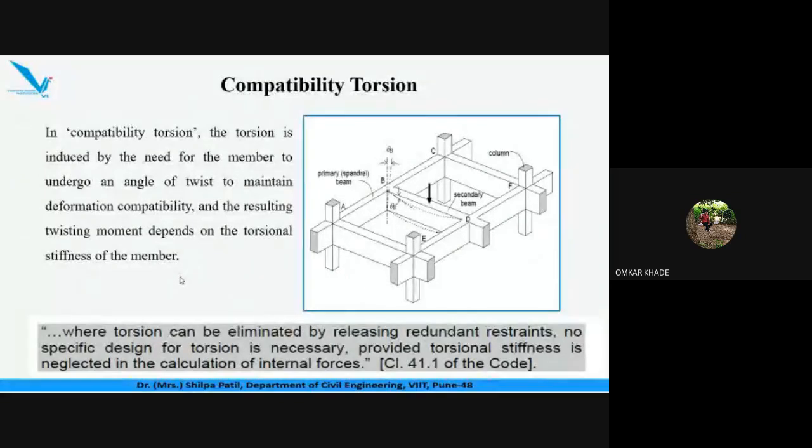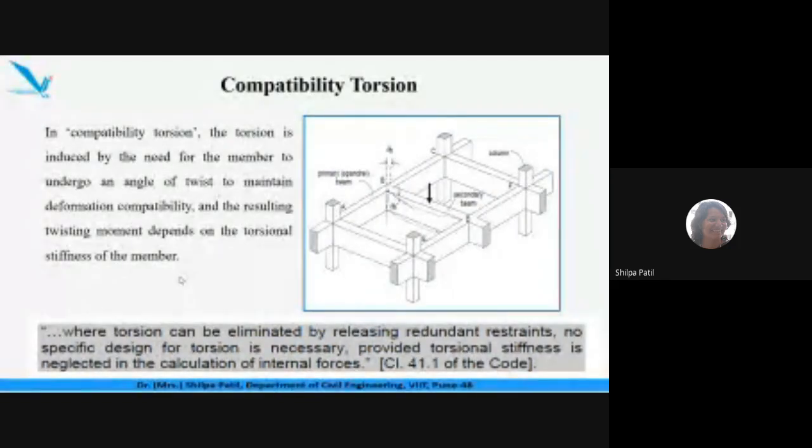It means that we are never going to design secondary beam. Huh? That means we never have to design secondary beam, no? No, no, no. You have to design the secondary beam, but in the design of secondary beam, you need not to consider the torsion.